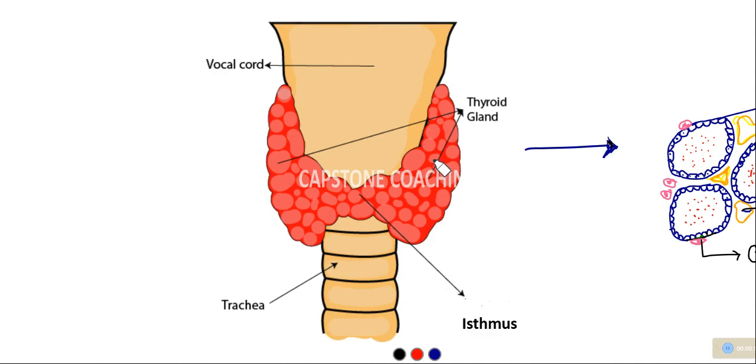So the thyroid gland is a small butterfly shaped gland present in the neck region in front of the trachea or the breathing tube, and it has two lobes. These two lobes are present on either side of the trachea and are attached to each other by a small flap of connective tissue which is called the isthmus, and this whole thing is the isthmus, right?